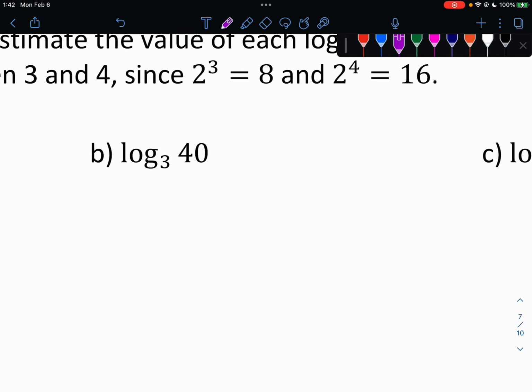Log base 3 of 40. Well, I know 3 to the 3rd is 27. 3 to the 4th is 81. So this is going to be 3 point something, maybe 3.3.